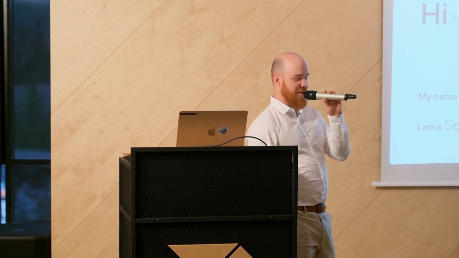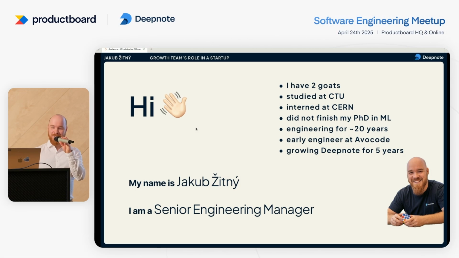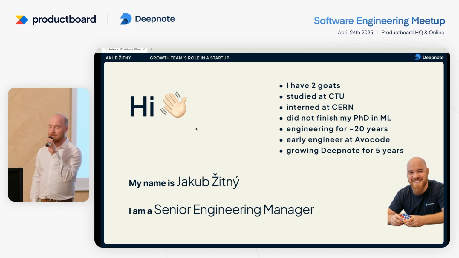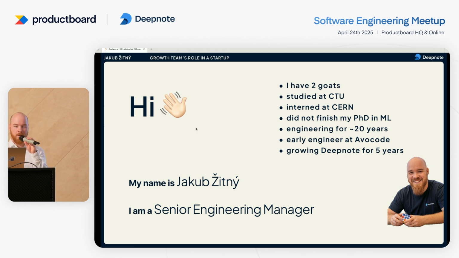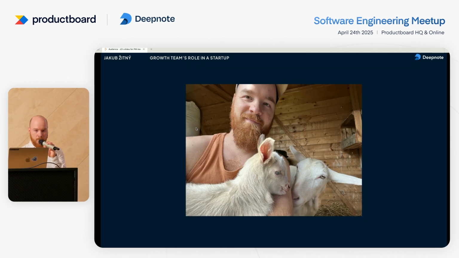So, okay. I'm Jakub. I am a senior engineering manager at Deepnote, and I have two goats. I studied here in Prague. I interned at CERN, and slowly from front-end engineering, web development, and some basic backend stuff, I grew into, well, first just an engineer, early engineer at Deepnote, and now I'm managing our growth team. These are my goats, for real.